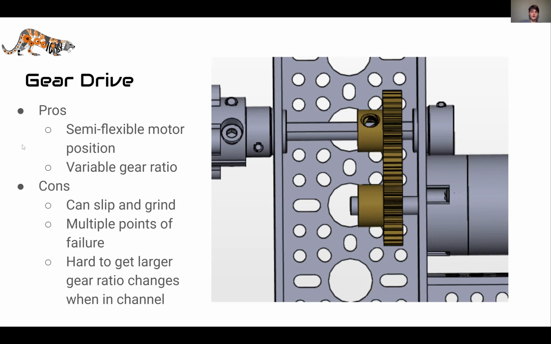And when you're in a confined structure like a U channel, as you can see in our example right here, you can't get a terribly large gear ratio because you'll run into the edges of that channel. And you won't have the space to design for something like that.